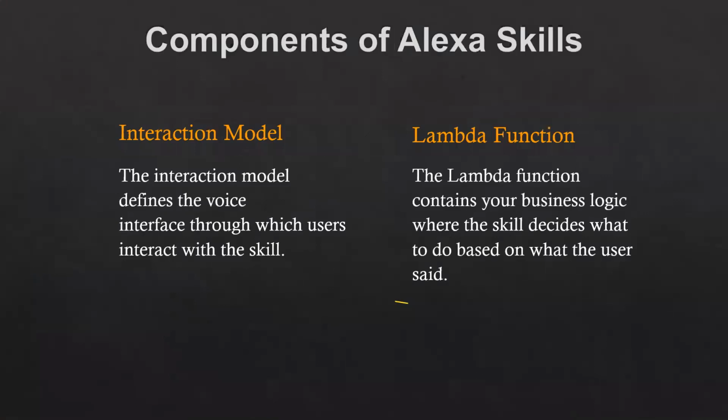Okay, so now let me talk about the components of Alexa skills. There are two main components to an Alexa skill, the interaction model and the Lambda function. The interaction model is where Alexa detects what the user said and figures out what they're trying to do. The interaction model is connected to a Lambda function via endpoints. The Lambda function contains your business logic, where the skill decides what to do based on what the user said. When we were creating blueprint skills, we didn't have to worry about this because Amazon took care of all of it. However, since we're creating a skill using the Alexa Skills Kit, these are things we have to keep in mind.